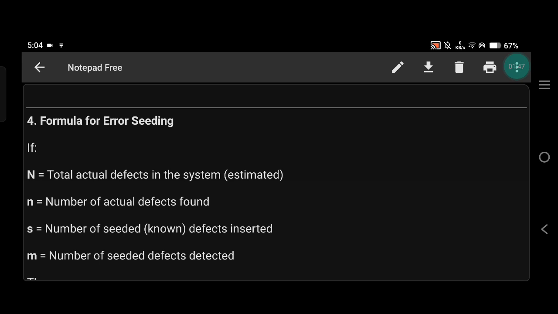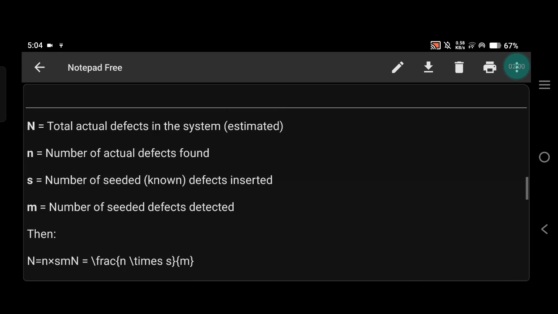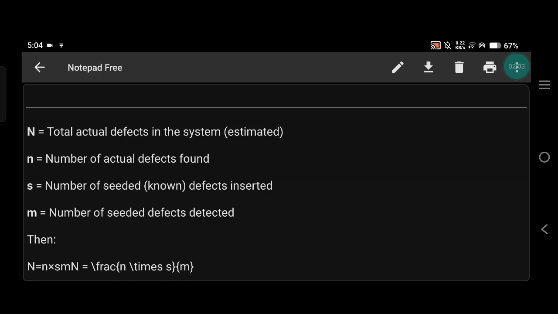Formula of error seeding. The formula is: N = (n × S) / m, where N is the total estimated defects in the system, n is the number of actual defects found, S is the number of seeded defects inserted, and m is the number of seeded defects detected.